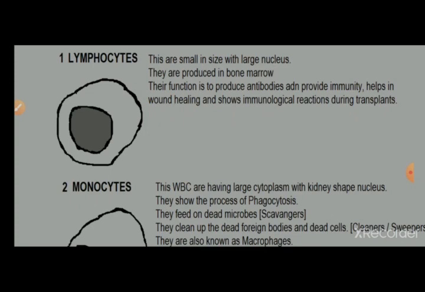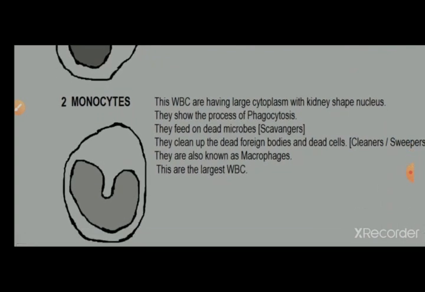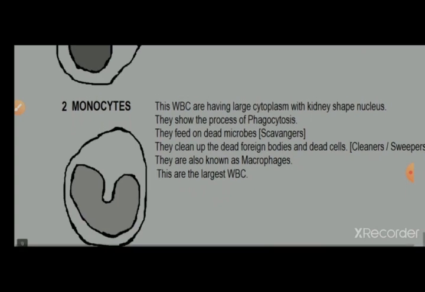The second one is monocytes. Monocytes are the largest WBC. They have a kidney-shaped nucleus and they show the process of phagocytosis. They feed on dead microbes, that's why they are known as scavengers. They clean up the dead foreign bodies and dead cells, that's why they are known as cleaners and sweepers. They are also known as macrophages and they are the largest WBCs.